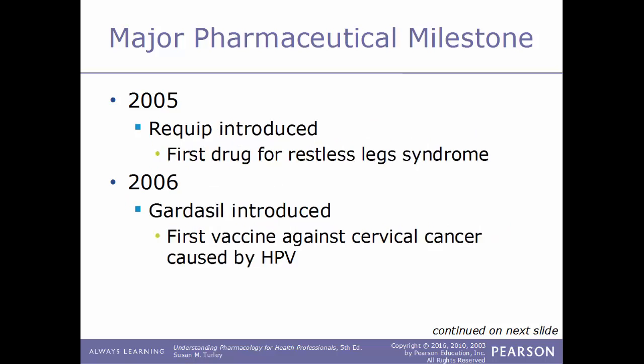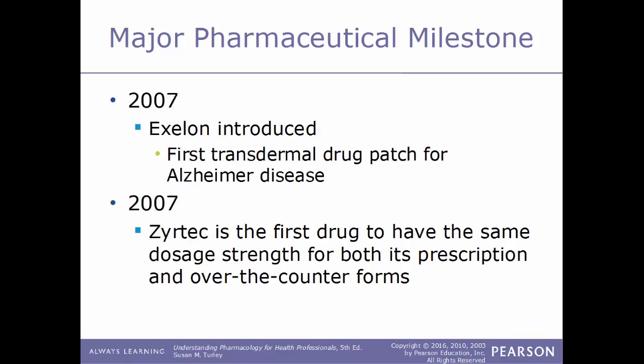2005, Requip is introduced. It's the first drug developed to treat RLS, restless leg syndrome. 2006, Gardasil is introduced, the first vaccine against cervical cancer, which is caused by HPV. In 2007, Exelon was introduced, the first transdermal drug patch, used to treat Alzheimer's disease. Also in 2007, Zyrtec is the first drug to have the same dosage strength for both prescription and over-the-counter versions.